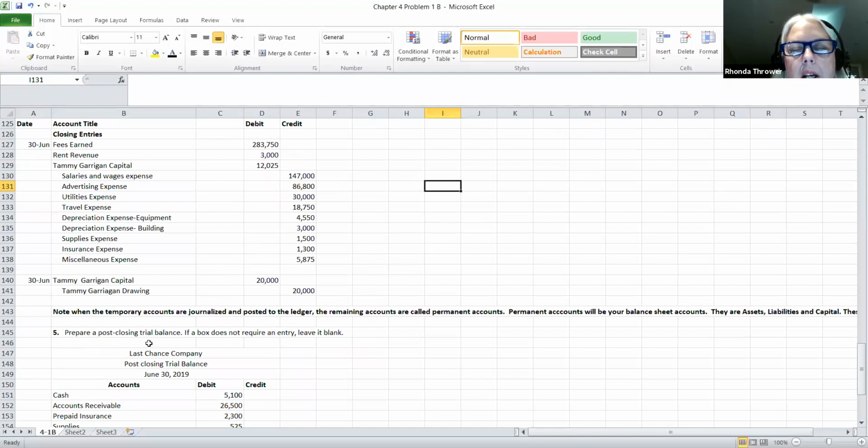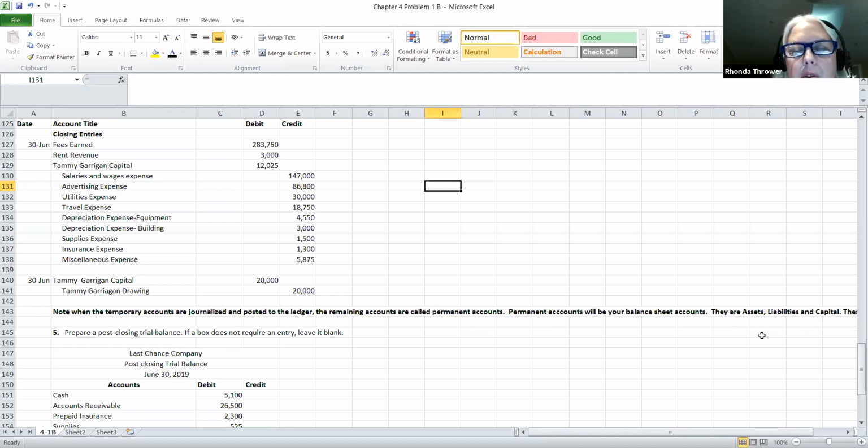After the closing entries have been journalized and posted, you'll prepare a new trial balance. The new trial balance is a list of all your ledger accounts that are left. These ledger accounts that are left are what we call permanent accounts. And permanent accounts are your balance sheet accounts. In other words, they're assets, they're liabilities, they are the capital amount on your balance sheet.